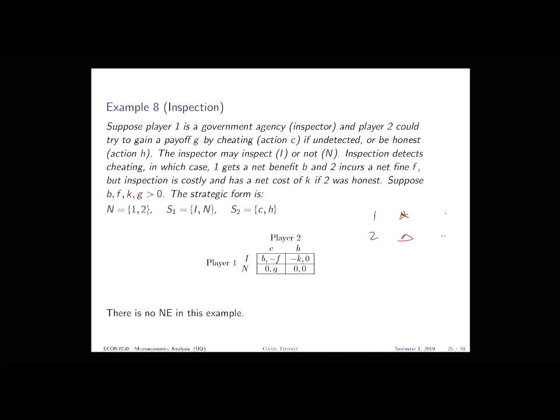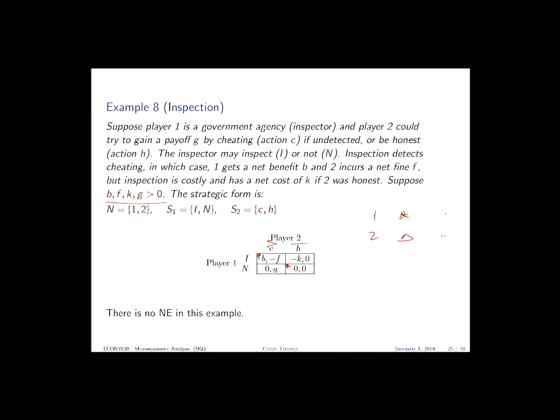Okay? So now fix player 2's action C. The best response of player 1 is to inspect, because B is greater than 0. So we will put a star here. Now fix action H of player 2. The best response of player 1 is to not inspect, because 0 is larger than minus K. So another star here.